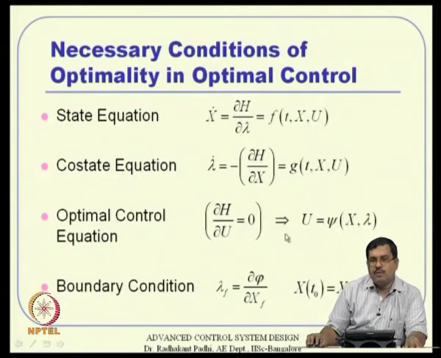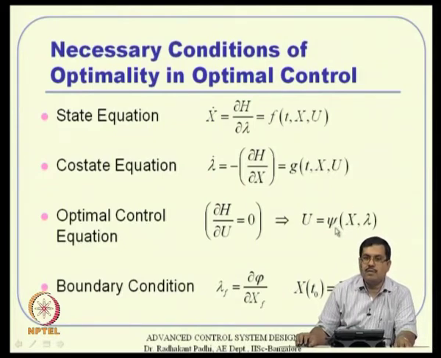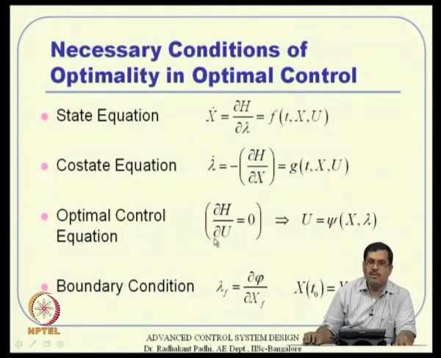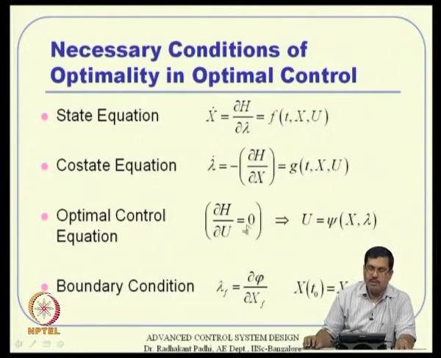That means in principle you can solve u as a function of x and lambda from here. Either this can be solved explicitly, meaning the nature of this equation allows you to solve u explicitly as a function of x and lambda, or it may happen that you need some numerical method, like Newton-Raphson or something, to solve this equation in a computational, numerical way.